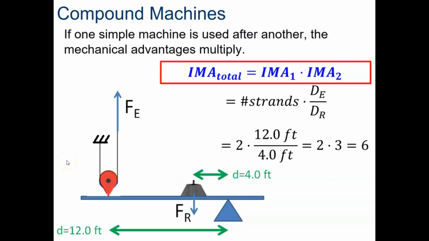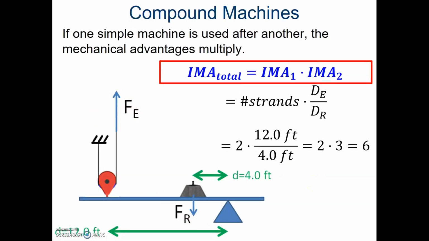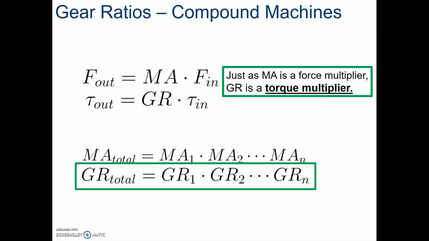So again, for IMA, we need to figure out the IMA of all the individual machines and multiply them together. Luckily, AMA is quite a bit easier. If you remember, our AMA equation is your FR divided by your FE. So all we need in practice is the weight that you're trying to lift, your FR, divided by the effort force that you are applying at the end, and that is it. You do not need to split it up into simple machines. You just need the weight, your FR, and your final FE. Not too shabby. We're just taking the same skills that you've been working on and combining them all together for compound machines.